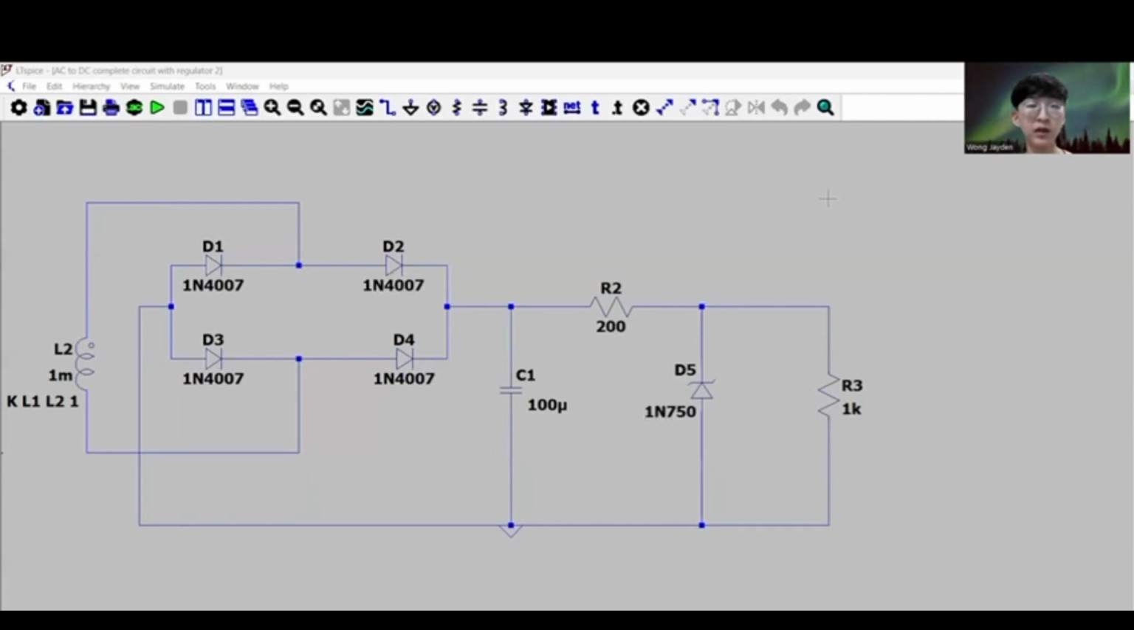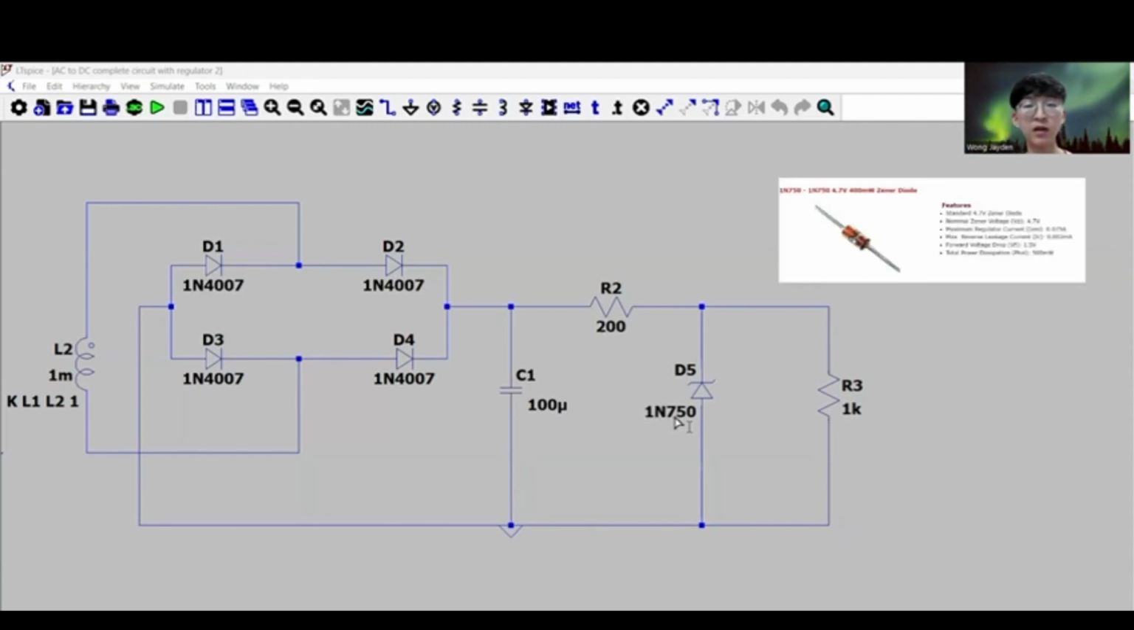Today I'm going to further explain my part, which is the Zener regulator. The Zener regulator is used to convert smooth DC into constant DC. The Zener regulator is made with a Zener diode. For this circuit, we use the Zener diode 1N750, which will give us around 4.7 V Zener voltage.